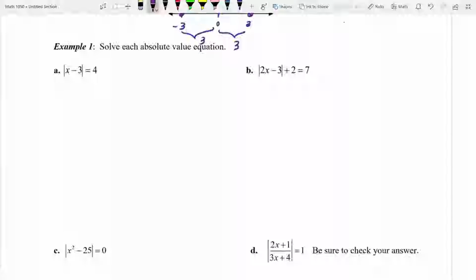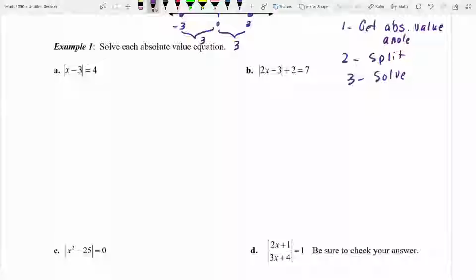Okay, so for these questions right here, I'm going to give you steps. Step number 1 is to get the absolute value alone. That's always going to be your first step. Step number 2 is to split it. Step number 3 is to solve it. Okay, so it's really quite simple. So if you look at question 1a, the absolute value is already alone. So step 1 is done.